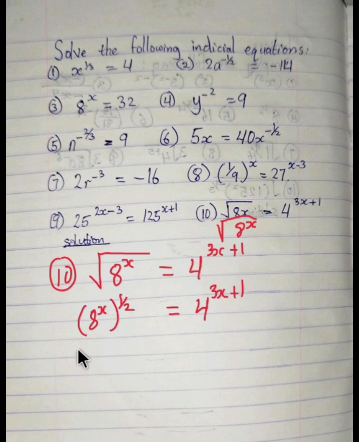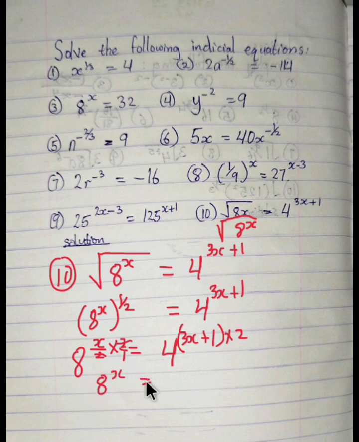Now this is 8 to the x times half, that is going to be x over 2, which is equal to 4 raised to 3x plus 1. If you multiply this by 2, we can easily remove the fraction. Since we multiply this by 2, we have to multiply this also by 2. This is one way of doing it. So we have 8 raised to power x is equal to 4 raised to power 2 bracket 3x plus 1.